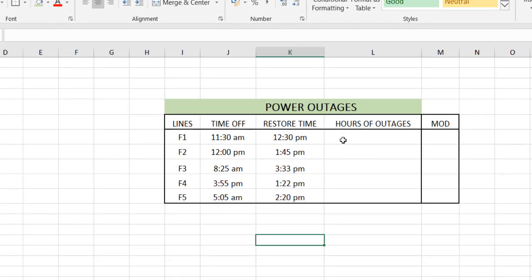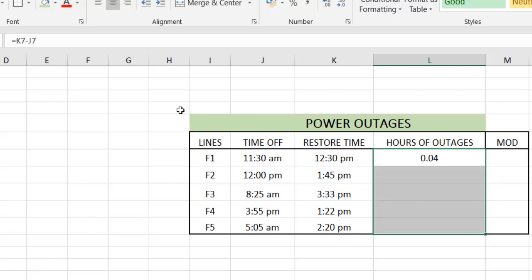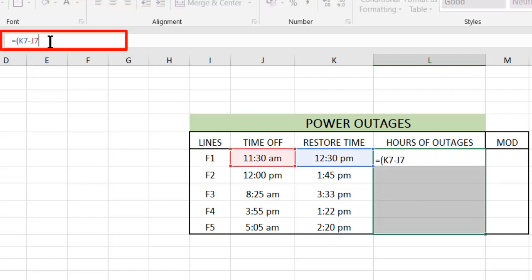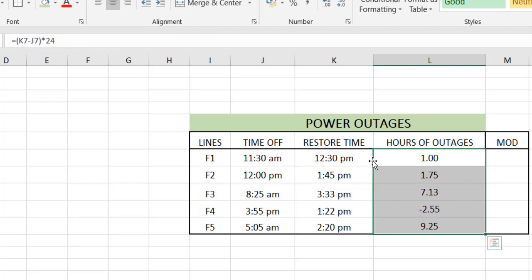Simply we'll use just the subtraction, or the minus sign, to calculate the hours. So all that we'll do is equal to the restore time minus the time the power goes off. That will give us a fraction, which is represented in days. To change it into hours, we'll just multiply that by 24, because we have 24 hours in a day, so times 24. Use Control Enter. Voila.